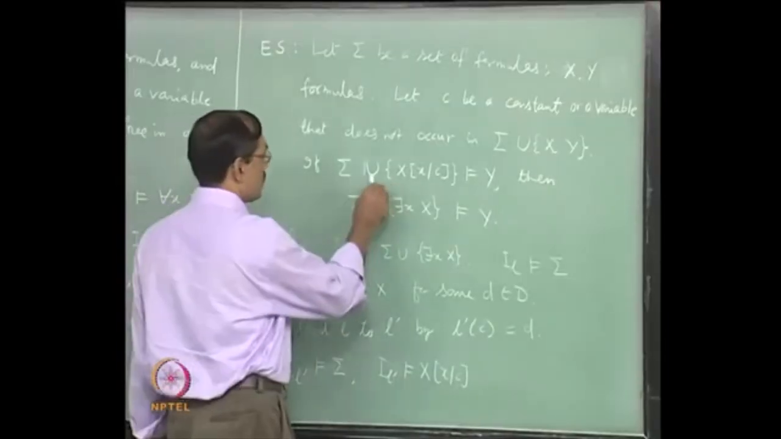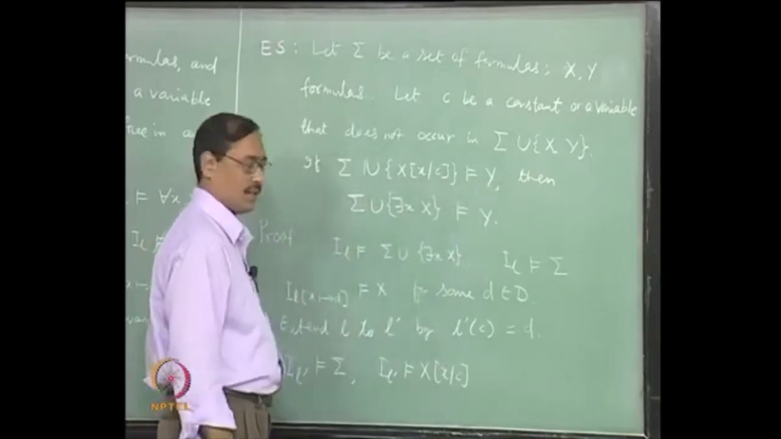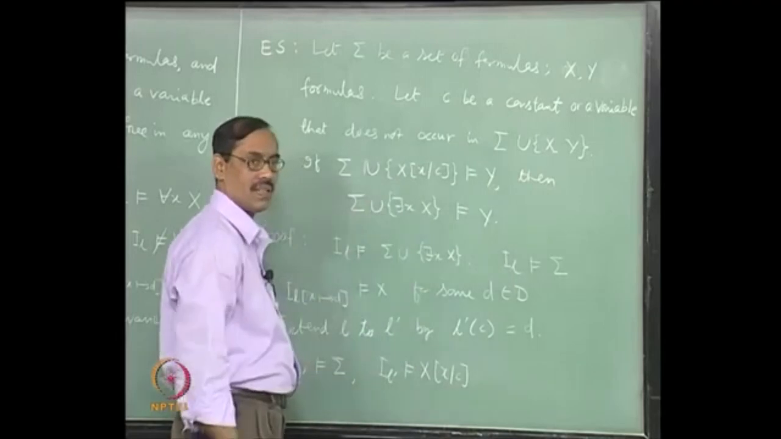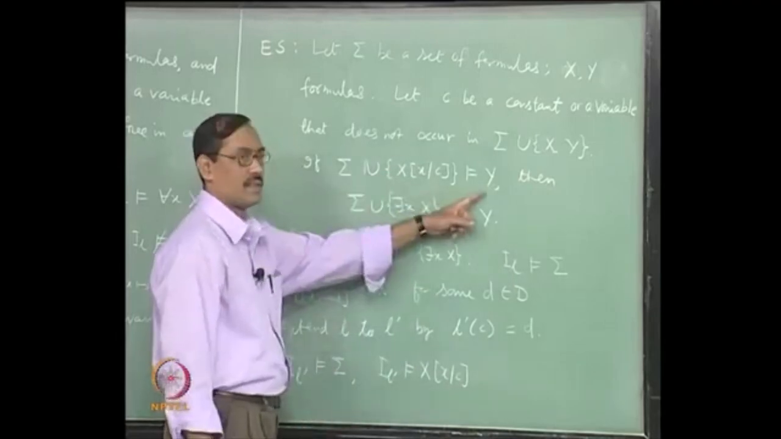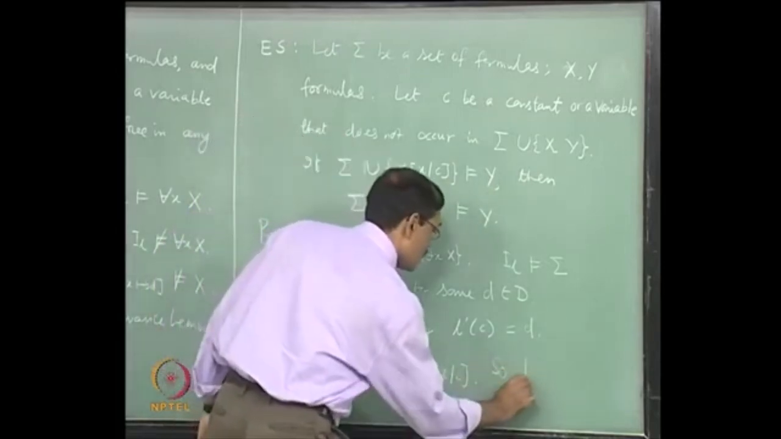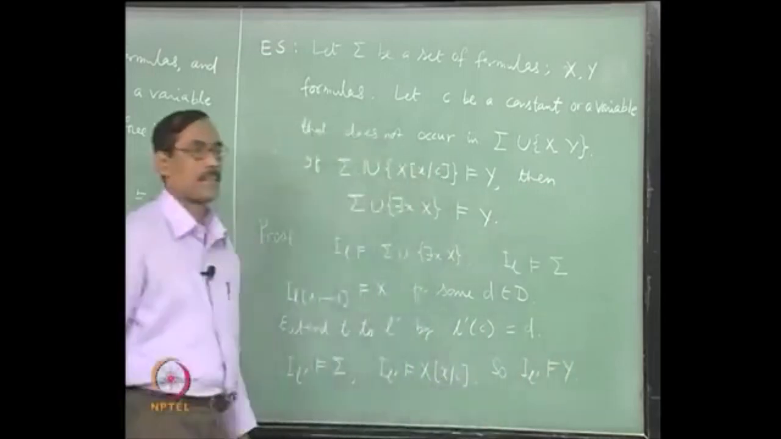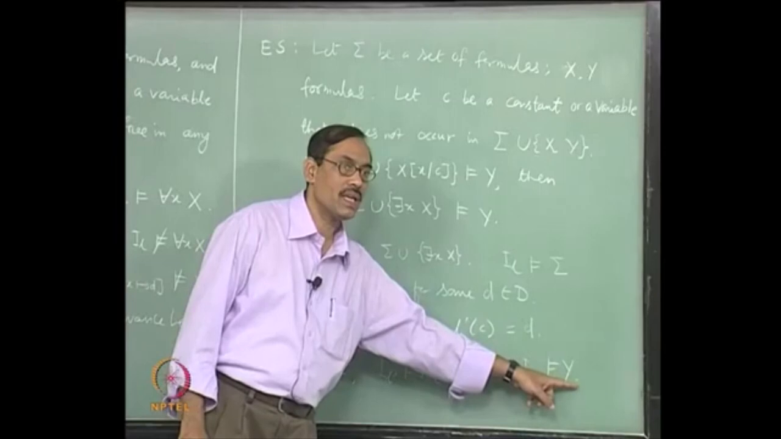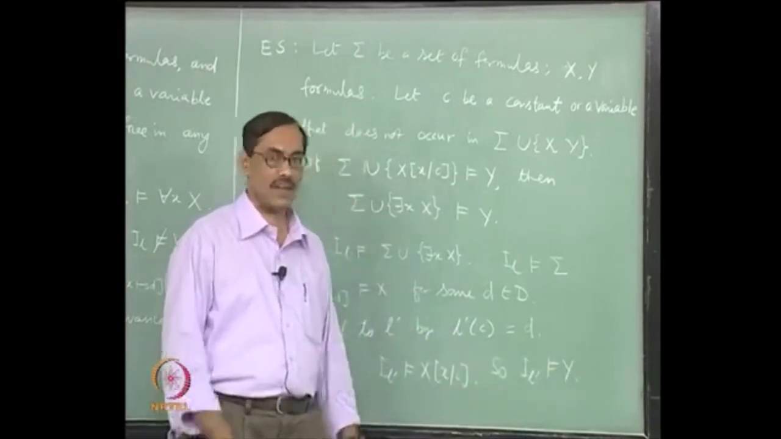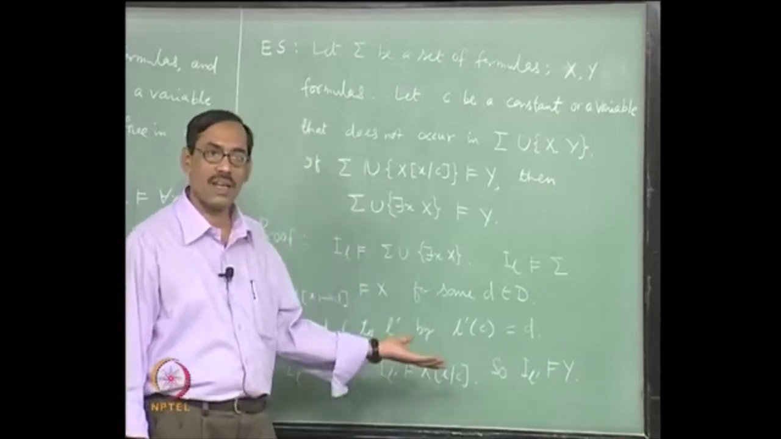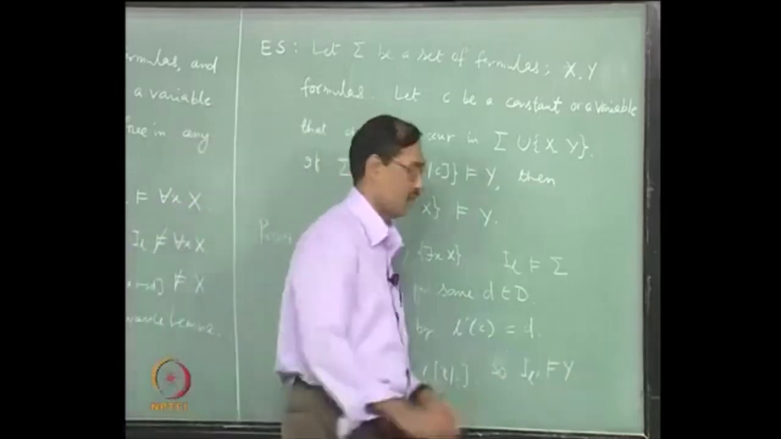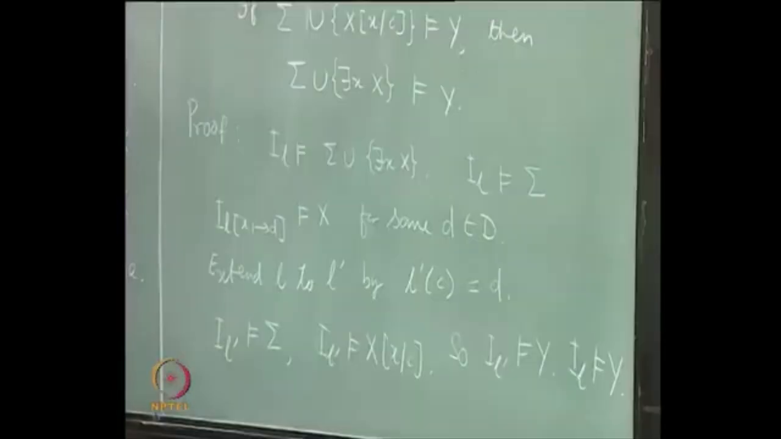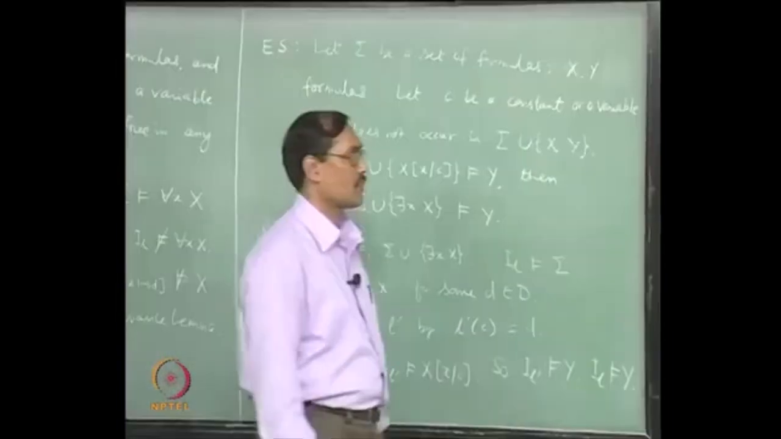Right. Now, since Σ union φ(x by c) entails ψ, here is one state model of Σ union φ(x by c). So that state model should also be a state model of ψ, due to this. Is that clear? So, we conclude that I_L' satisfies ψ. Okay. Now, L prime and L agree on all the variables and constants except possibly c, and c does not occur in ψ. So, again due to the relevance lemma, I_L satisfies ψ. That is what we wanted to show. Is it clear?